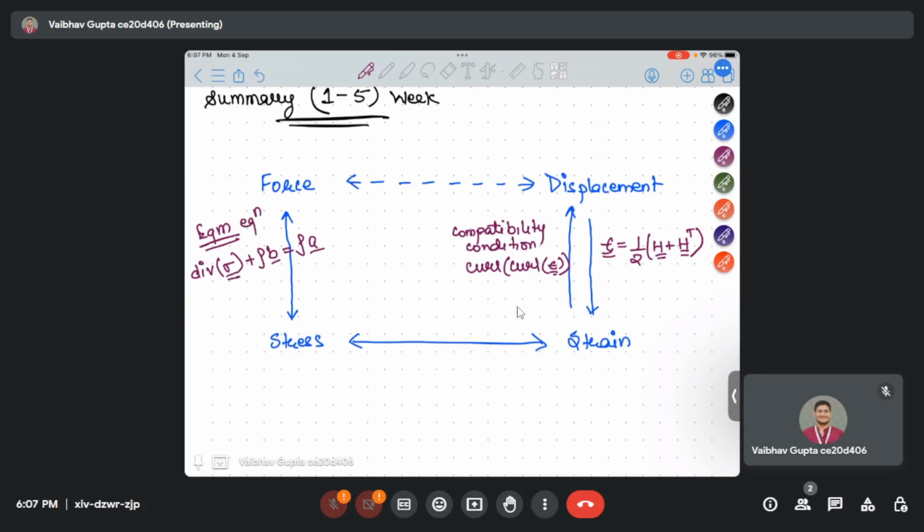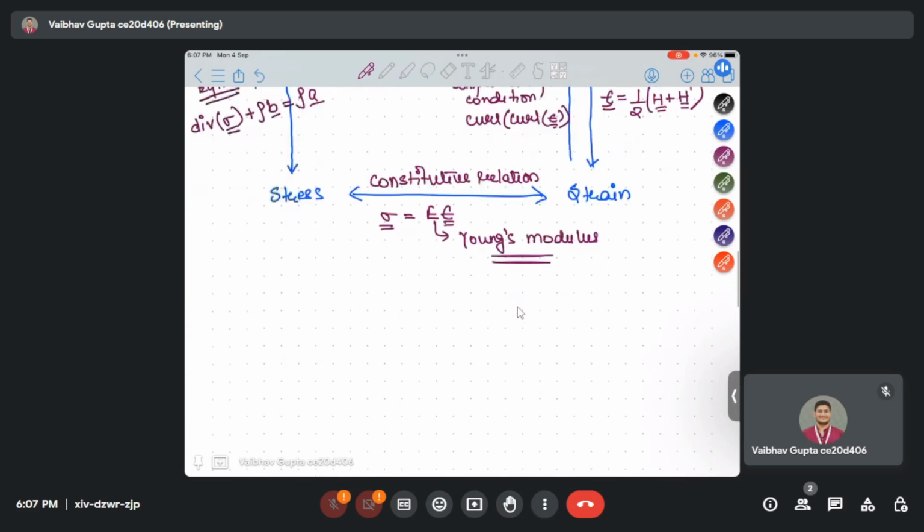Finally, we have seen how stress and strain are related. They are related with the help of the constitutive relation. We have seen the basic case of Young's modulus, that sigma is nothing but E into epsilon, where E is your Young's modulus, which comes from a uniaxial experiment. This is all we have seen from week 1 to 5, in a detailed way. These are just the summary that I have given to you.